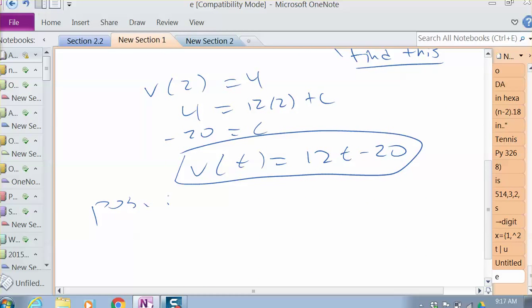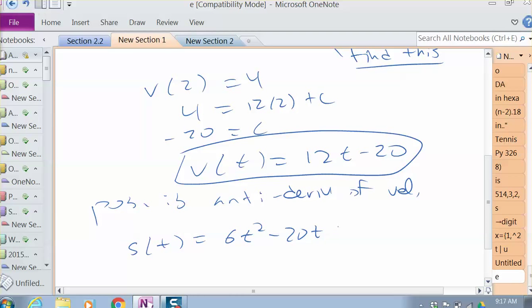Now to get the position function, position is the antiderivative of velocity, because velocity is the derivative of position. So if I take the antiderivative of velocity, that'll be 6t squared, because the derivative of 6t squared is 12t, minus 20t, and of course, plus c.